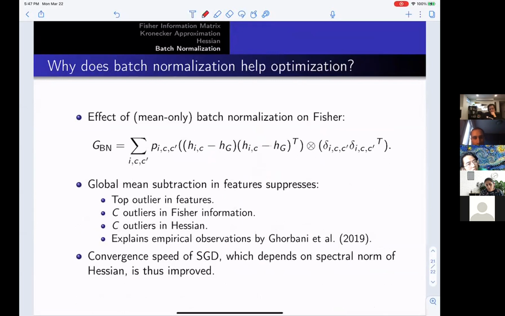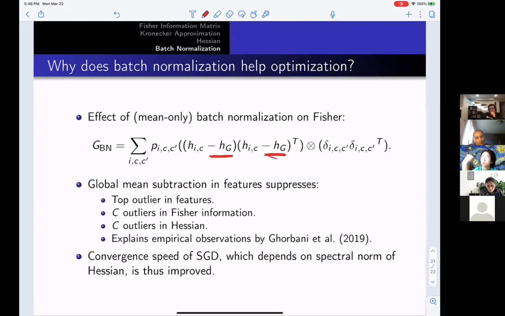Right, so the last comment I would like to make is that, as I mentioned previously, Ghorbani and co-authors showed that the Hessian tends to have outliers which are suppressed if you have a batch normalization layer. And you can actually understand why that is the case, because a batch normalization layer, essentially what it's going to do is subtract the global mean from the features. You can actually prove that. We will not prove it, but you can prove it. And so essentially, a batch normalization layer is just going to subtract the global mean from the features here.